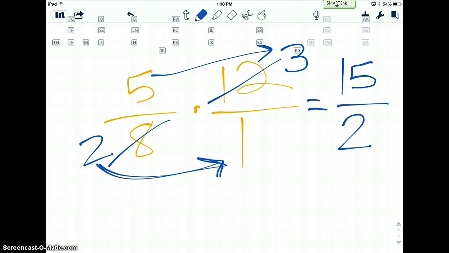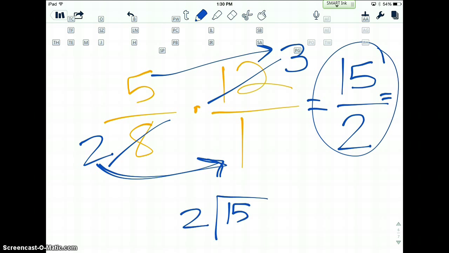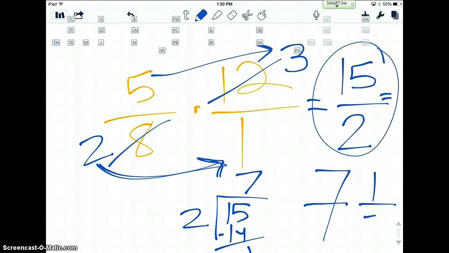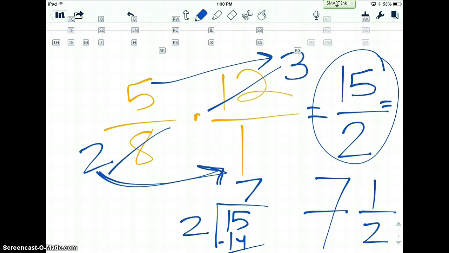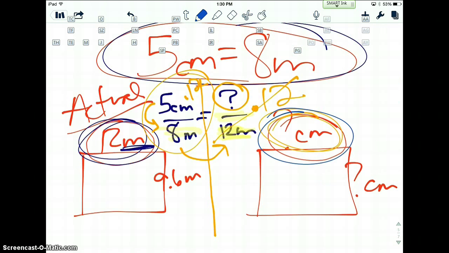We're almost there. This is improper. So I'm going to convert it into a mixed number. 15 divided by 2. 2 goes into 15 7 times. So this is 7, but not perfectly. We're going to be left over with something. And we're left over with 1, and we are divided by 2. So this dimension in my new scale drawing is going to be 7.5 centimeters.